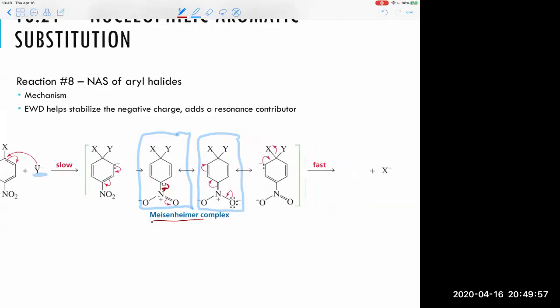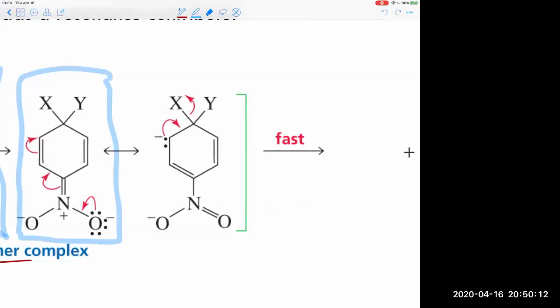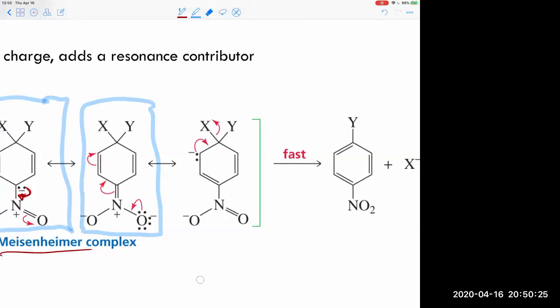Apparently it's got a fancy name, the Meisenheimer complex. Clearly some German scientist discovered it. We're not going to worry about that. All right, and then the last step here, let's just take note, is that leaving group leaving. So that's how we have our substituted benzene ring.